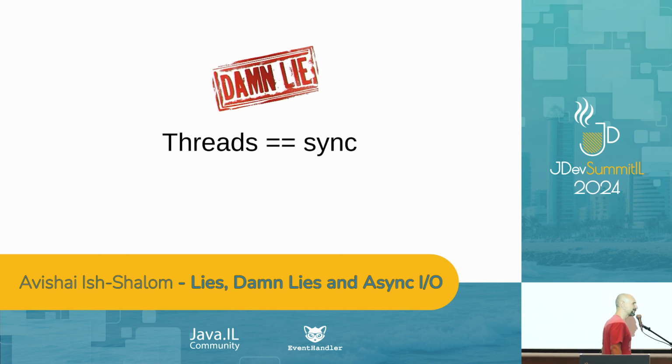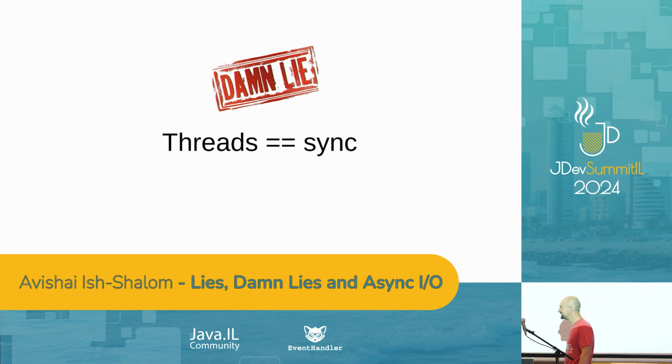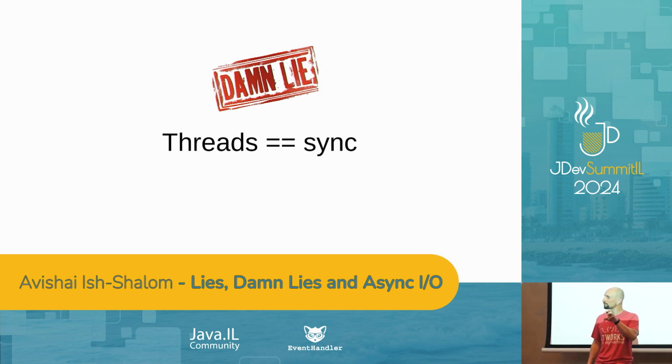Now, I want to talk a little bit about the lies surrounding all of those topics. So, first lie is threads are synchronous. This is what is known as a damn lie. You know what a damn lie is? A damn lie, as opposed to a normal lie, is something that has some core of truth, but around it we build a lie.